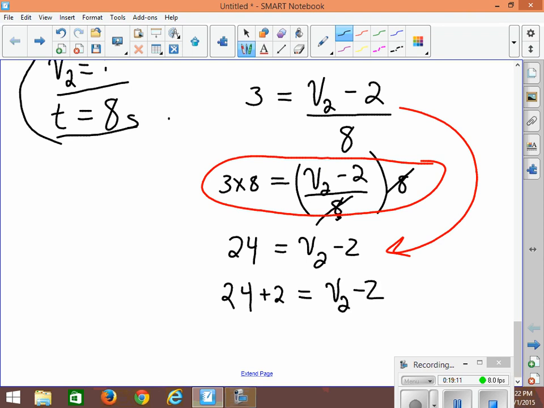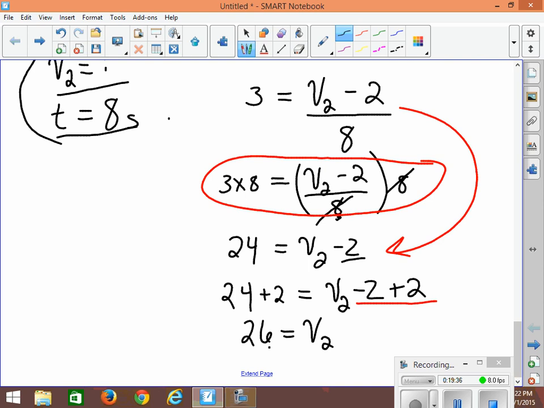Why do I add 2? Well, because here I'm subtracting 2. And remember, I'm trying to get this V2 all by itself, try to isolate it. So if there's a -2 there, I can eliminate that by adding 2. And as long as I do it to the other side, it's still equal. And so you can see how -2 plus 2 disappears. Right? And we have 24 plus 2, which is 26, equals V2.